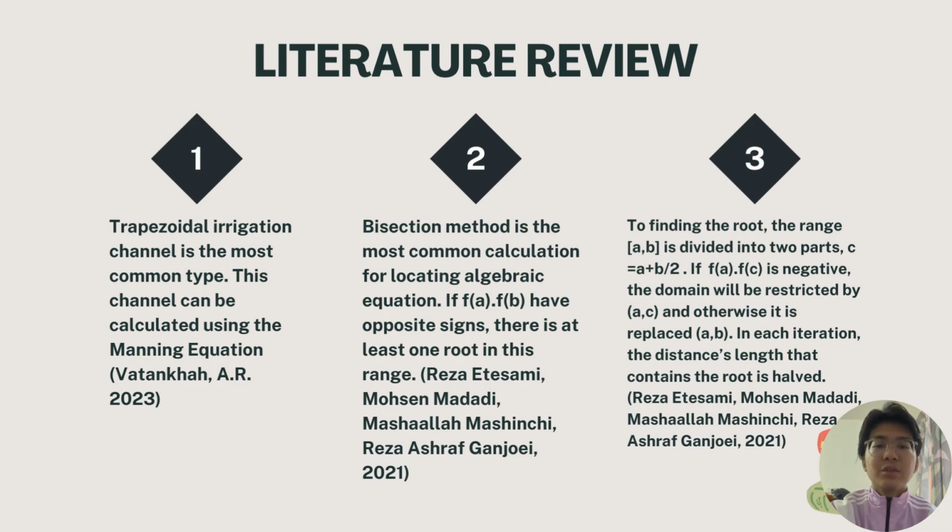And the last one, to find the root, the range A, B is divided into two parts, where C equals A plus B over 2. If f(A) multiplied by f(C) is negative, the domain will be restricted to AC, otherwise it is replaced by CB. In each iteration, the length of the interval that contains the root is halved. According to Reza Etasami, Mohsen Madani, Masya Allah Mashinci, and Reza Ashraf Genjoy, 2021. That's all from me. Thank you.